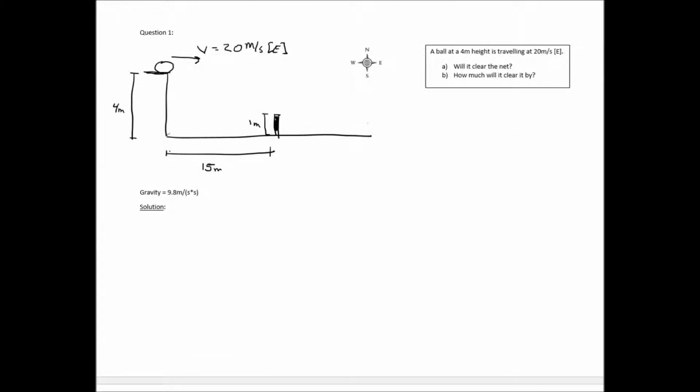Question 1. We have a scenario such as this, and it's telling us a ball at a 4 meter height is traveling at 20 meters per second. Will it clear the net that's 15 meters away? And in part B, it tells us how much will it clear it by, if it does clear, that is. So in this, we have to take note of a few things.